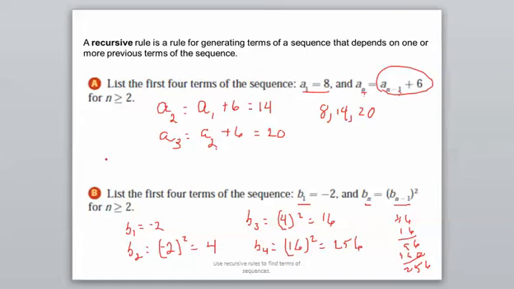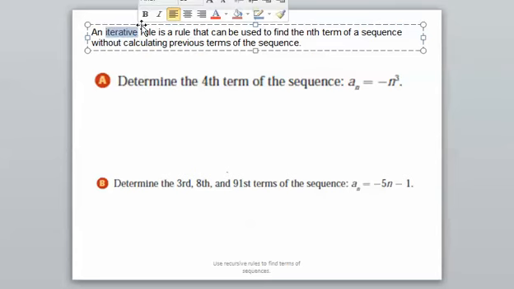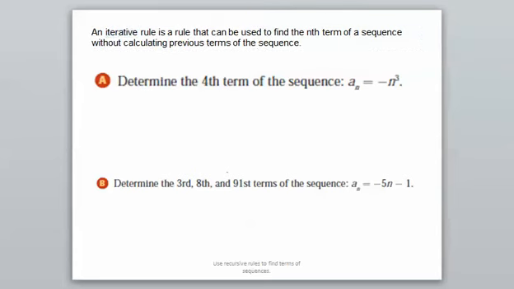Okay? So let's look at one more set of examples here, and this is called an iterative rule. An iterative rule differs from a recursive rule in that I'm not going to be given the first term to try to find the fourth term. What I'm going to be told is that I want to find the fourth term. So a sub n, and n here is going to be whatever this is. If I want to find the fourth term, I'm trying to find a sub 4. So 4 is going in for n in this situation.